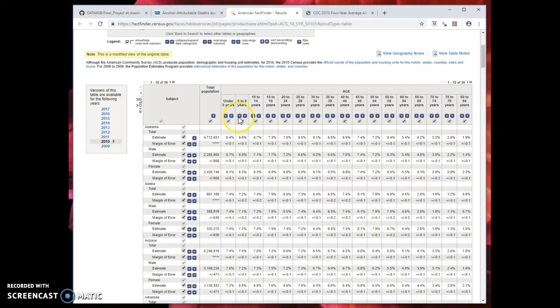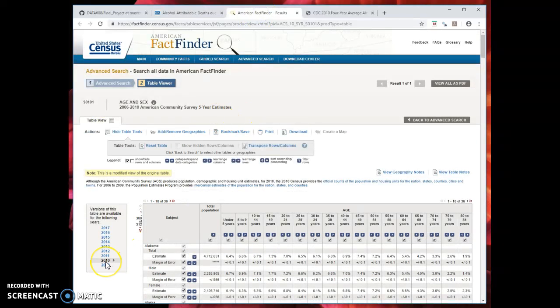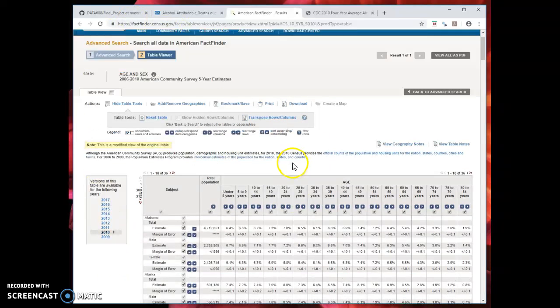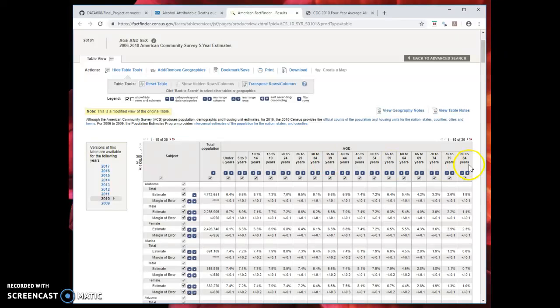I'm marrying that to census data. Of course, I picked the 2010 census, also freely available. And it's by age range, state, and male or female.